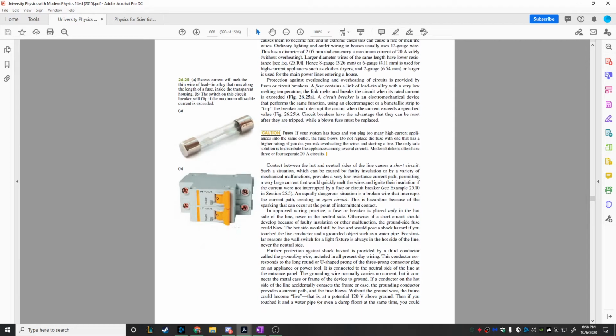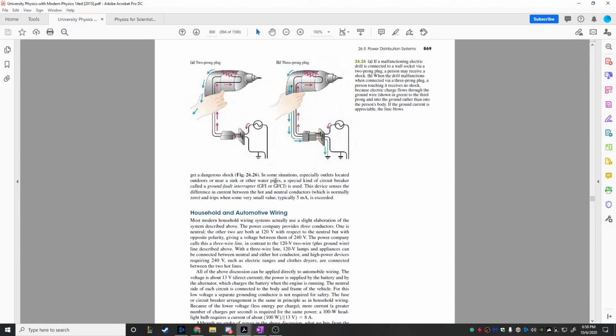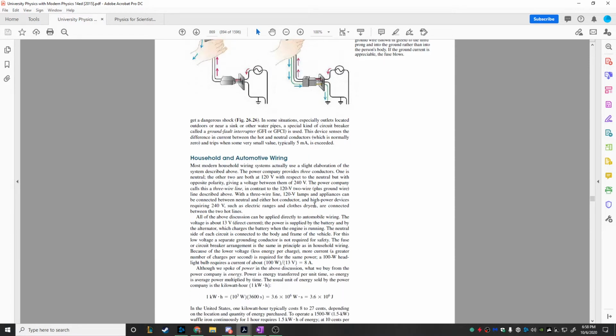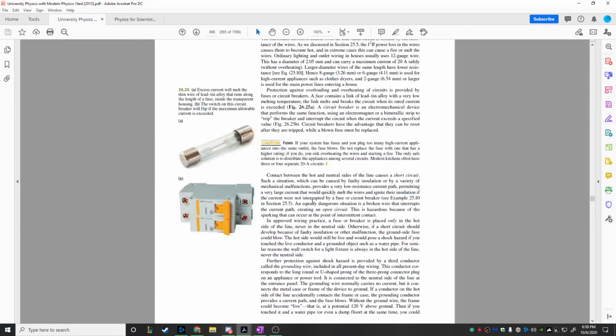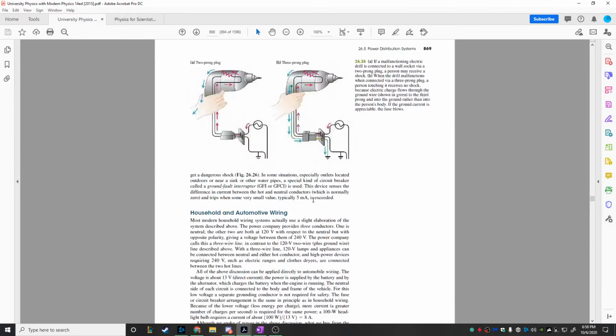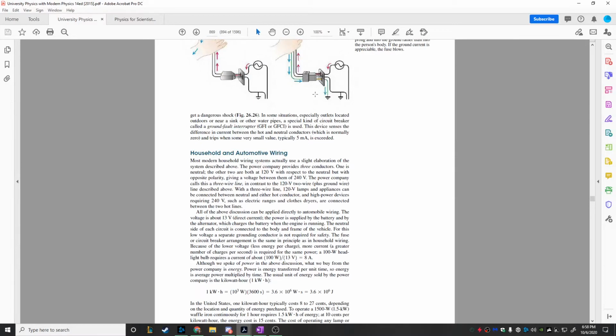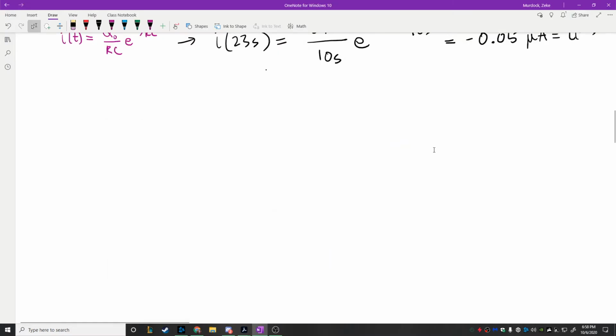So anyway, definitely something worth talking about. It also describes the advantages of using a 3-prong plug with the ground compared to a 2-prong plug. And I just encourage you, be sure you actually read this if this is something that you're interested in knowing about. Okay? All right. So that is the end of that chapter.